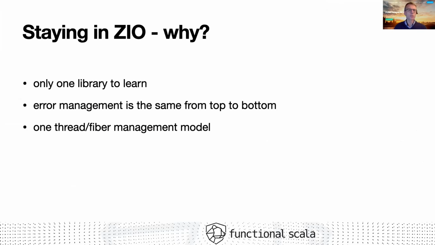So, staying in ZIO. Why is that important? Well, if you've also attended Adam's talk about ZIO Cache, there are some advantages of being able to compose your application of things that are ZIO only. It integrates more nicely. There's only one library to learn, of course, just ZIO. It composes nicely. Your error management will be the same from top to bottom. And also, very importantly, there will be one single model to manage threads and concurrency and fibers and all these things.